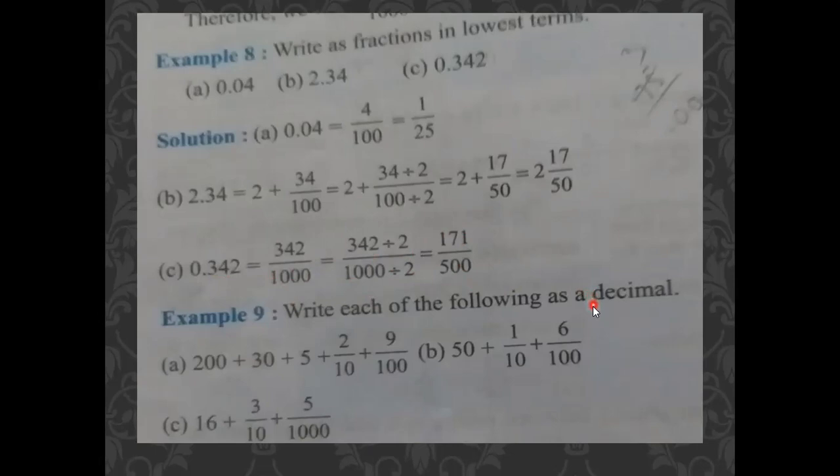Next, write each of the following as a decimal. 200 plus 30 plus 5 plus 2 by 10 plus 9 by 100. So what will you get? 235.29. Next, 50 plus 1 by 10 plus 6 by 100. 50.16. Next, 16 plus 3 by 10 plus 5 by 1000. So this you will get as 16 plus 3.5. So in this way you can write it as a decimal.